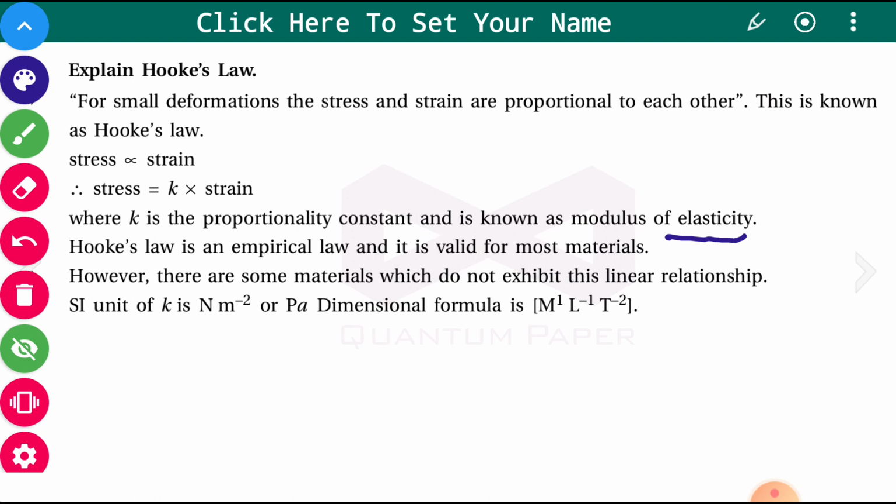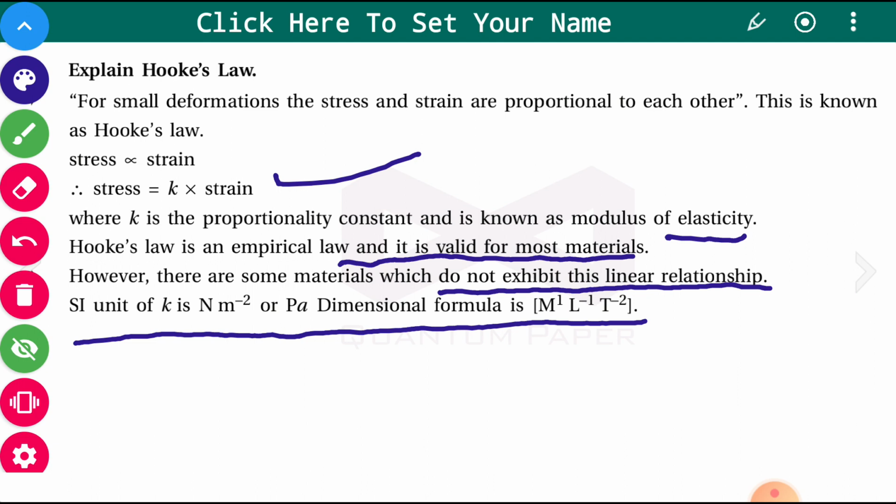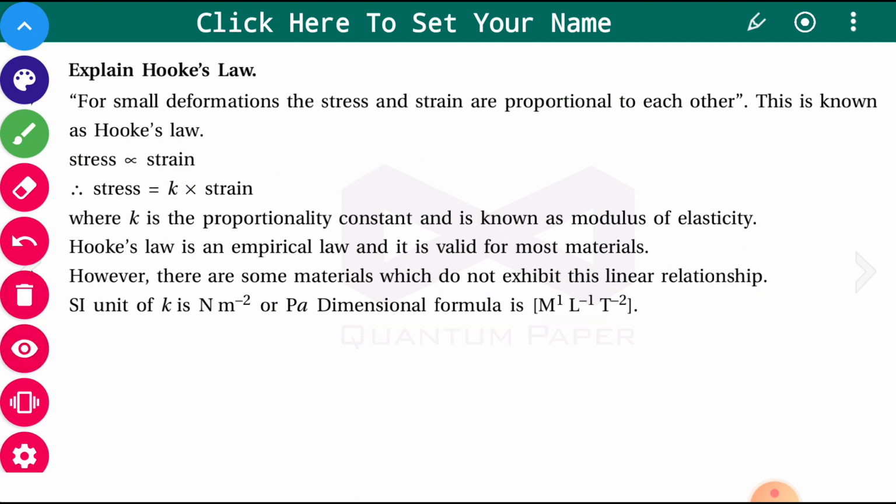Hooke's law is an empirical law, meaning it is derived from different experiments by taking different materials, and it is valid for almost all materials. However, there are some materials which do not show this linear relationship, that is, stress is not directly proportional to strain for some materials. The SI unit of this constant K is Newton per meter square, or Pascal, and its dimensional formula is M1 L minus 1 T minus 2.